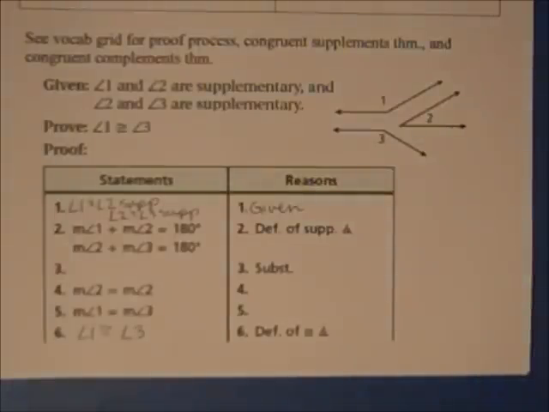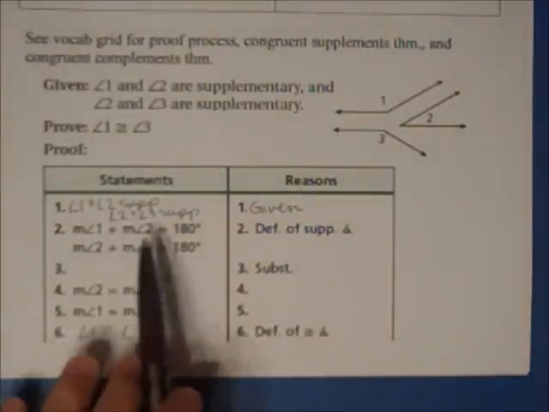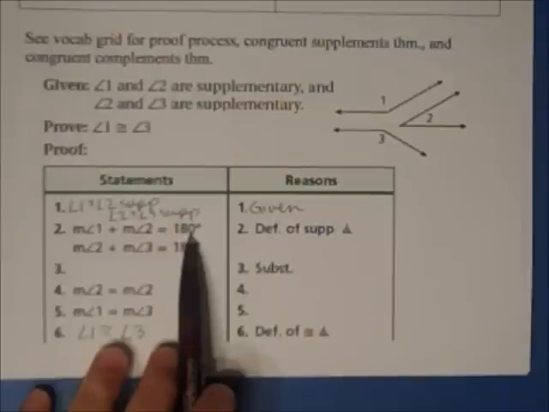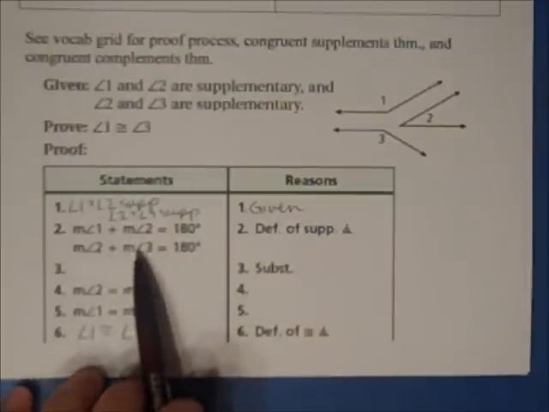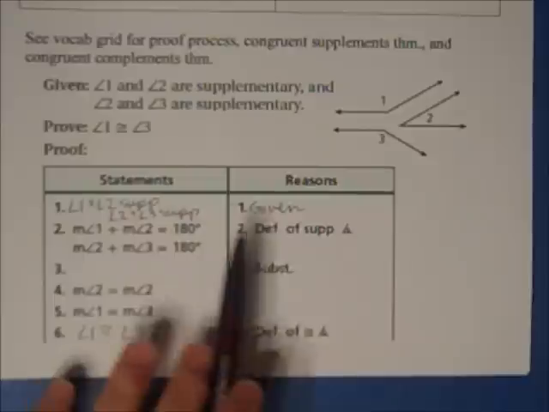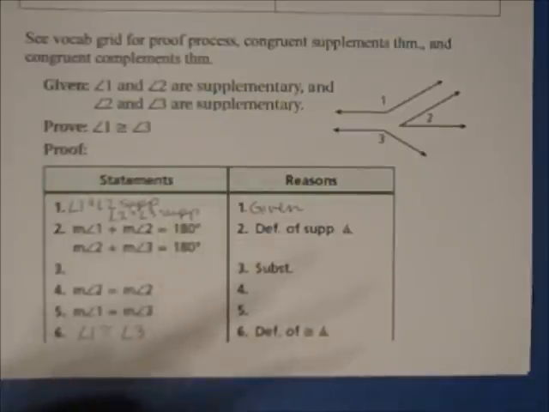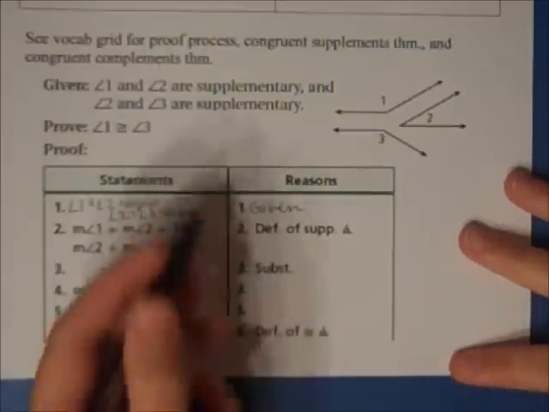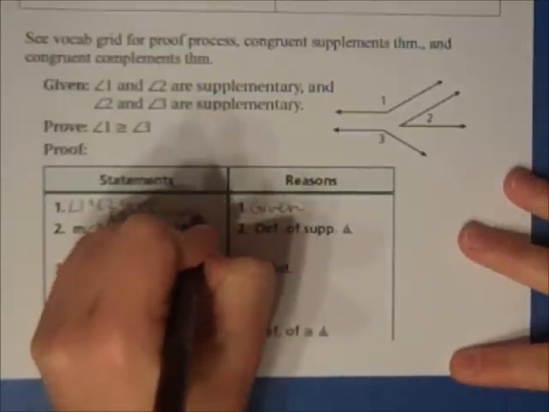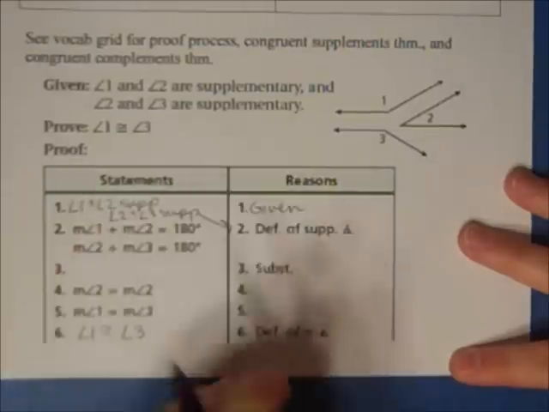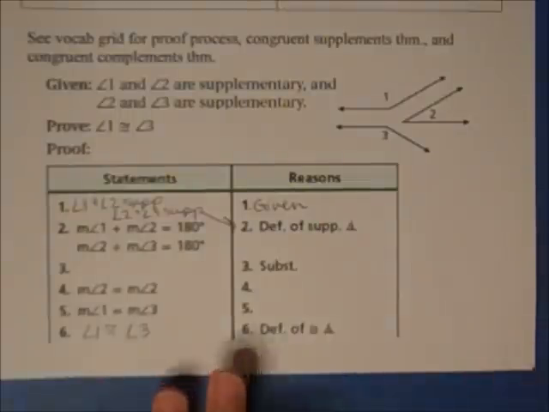Even though these blanks are filled in for us, we are still going to follow along and read them. So, the measure of angle 1 plus the measure of angle 2 equals 180, and the measure of angle 2 plus the measure of angle 3 equals 180. This is the definition of supplementary angles. If angles are supplementary, that means they add up to 180. Again, the third time we've seen it, if a vocabulary word is here, the definition is the next reason. So that's a good pattern to watch out for.